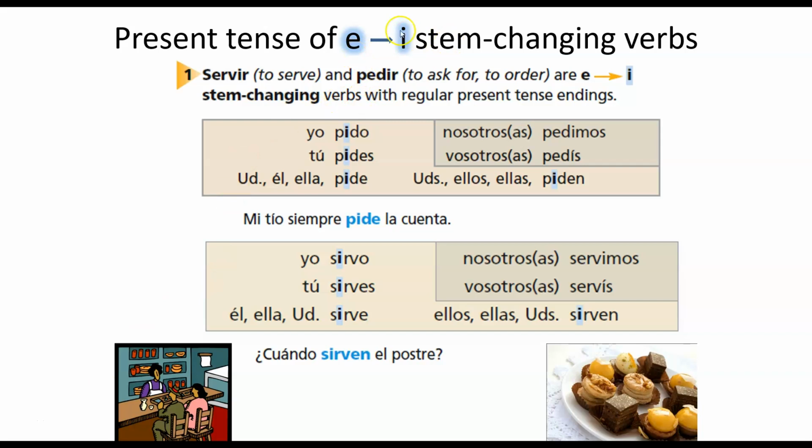E to I stem changing verbs. We have the verb pedir again, to ask for or to order, which you wrote down, and the verb servir, to serve. So we have here, yo pido, I ask for. Tú pides, you ask for. Usted pide, you formal ask for. Él or ella pide, he or she asks for. Nosotros pedimos, we ask for.